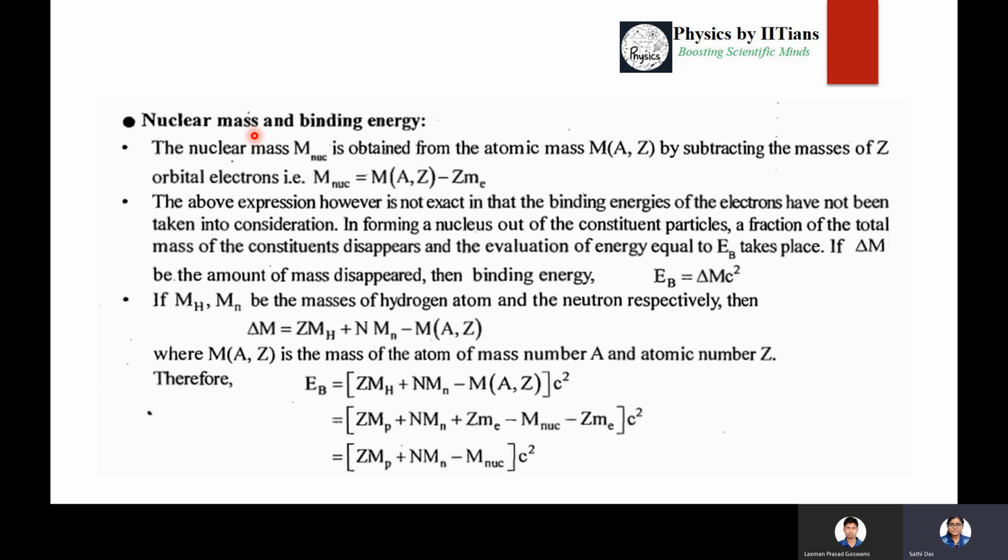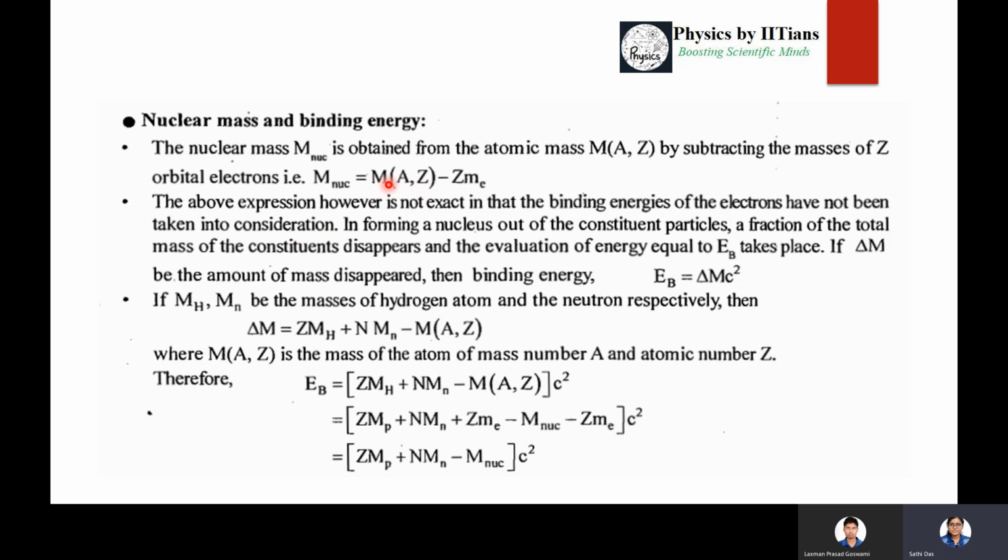You all know about nuclear mass and binding energies. Let's go over that once again, just for your information. The nuclear mass M of the nucleus is obtained from the atomic mass M(A,Z) by subtracting the masses of the Z orbital electrons. That is, mass of nucleus equals atomic mass minus the mass of the orbital electrons, Zm. The above expression, however, is not exact in that the binding energies of the electrons have not been taken into consideration.